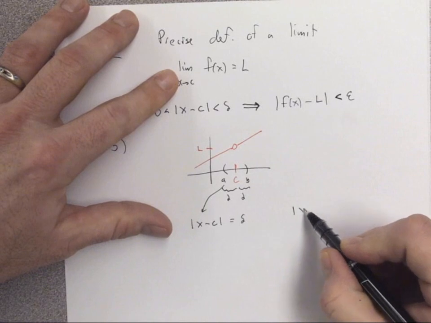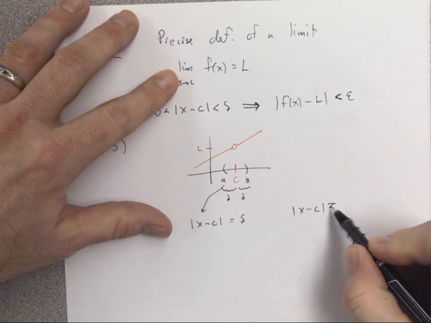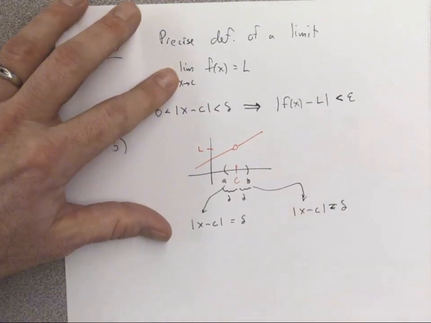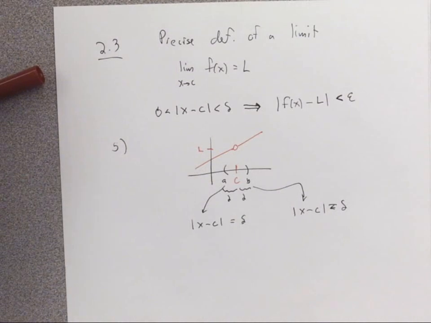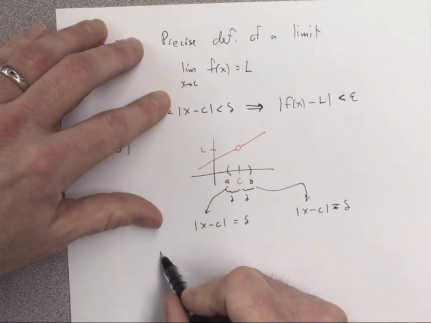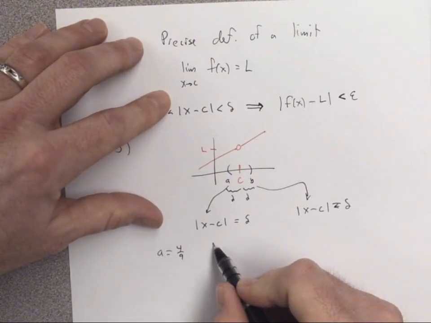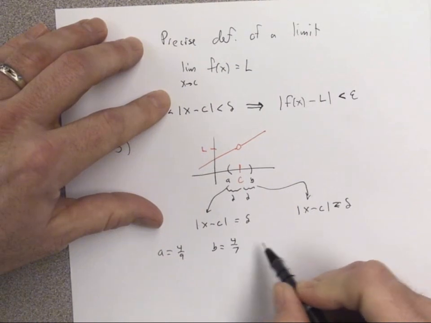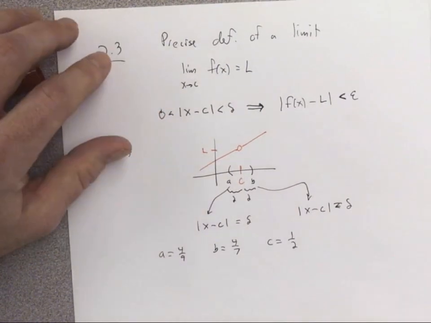And we're going to try it again. We're going to do x minus c is equal to delta. Then we're going to plug the b value in, and we're going to figure out which one's the smallest one, okay? So in this case, it says a is equal to 4 over 9, it says b is equal to 4 over 7, and it says c is equal to a half.